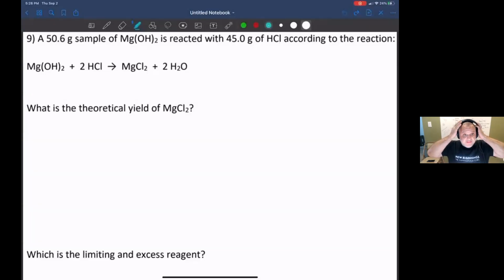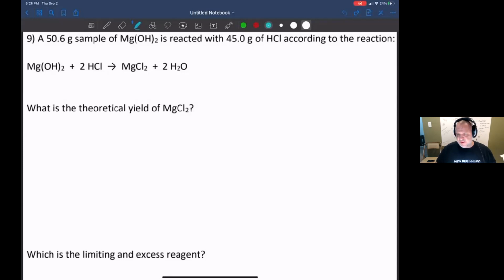All right, I'm going to break this up into two parts so it's not an excruciatingly long video. But let's take a look at these first two questions. If I got a 50.6 gram sample of magnesium hydroxide, I'm going to react it with 45.0 grams of HCl. According to this balanced chemical equation, what's the theoretical yield of magnesium chloride? And what are the limiting and excess reagents?